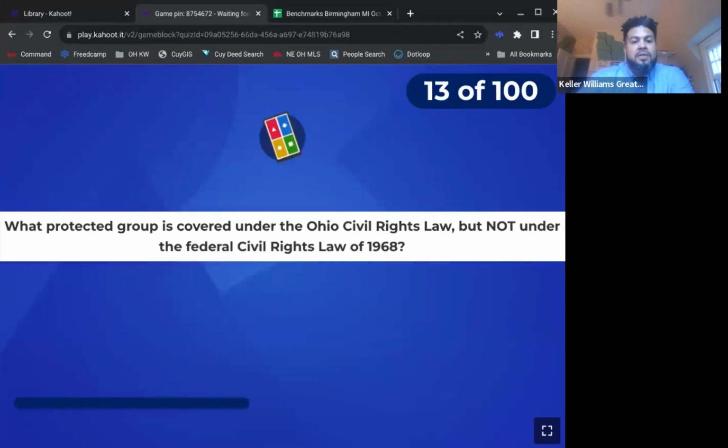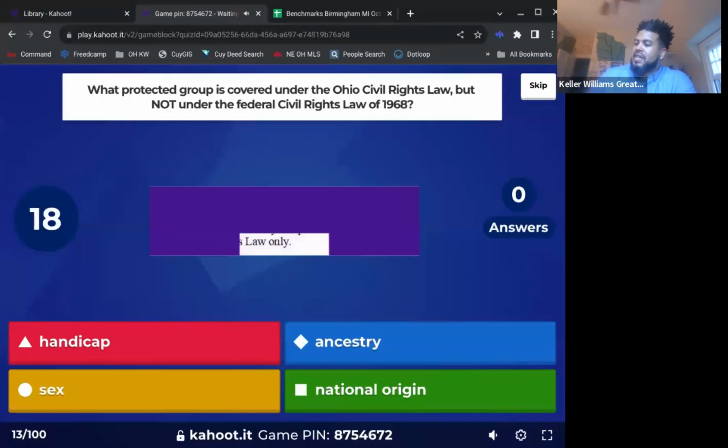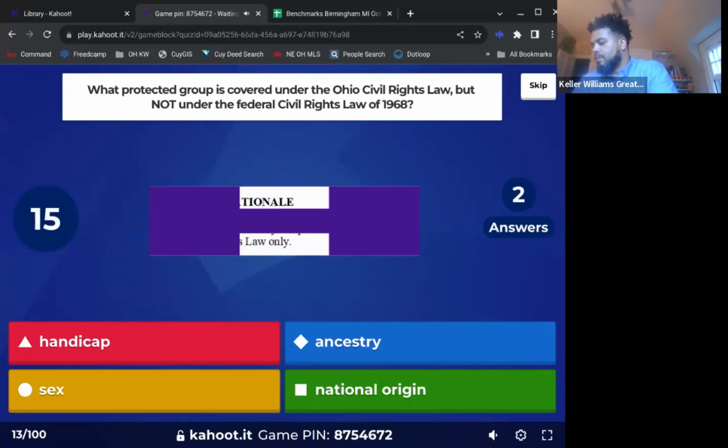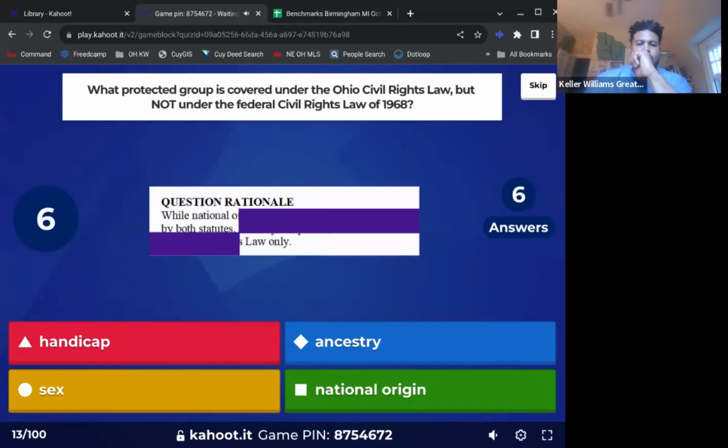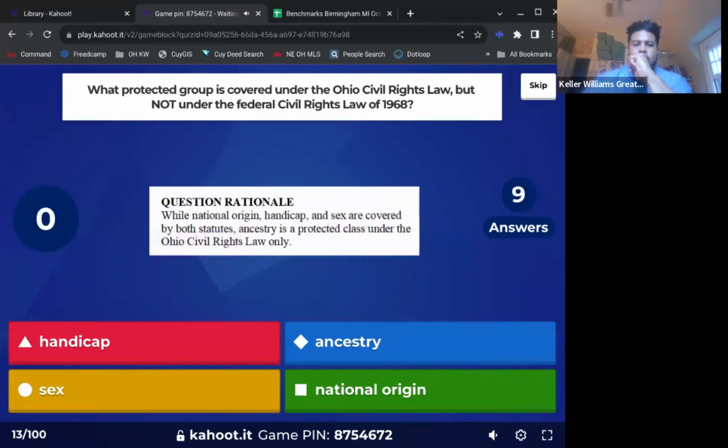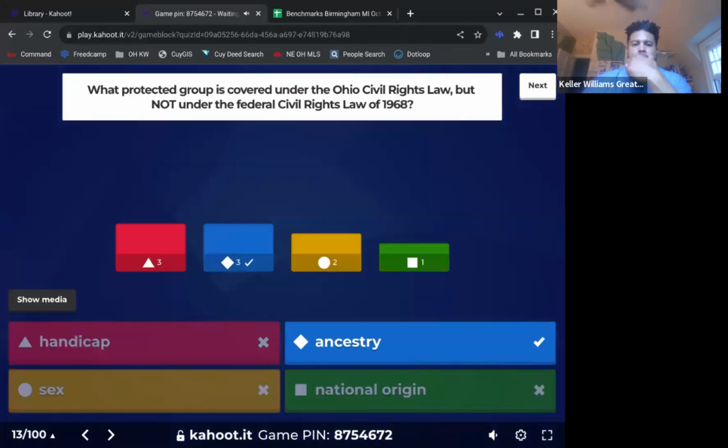What protected group is covered under the Ohio Civil Rights Law, but not under the federal Civil Rights Law of 1968? Yes, ancestry. So handicap is covered. So is national origin and sex. So it's only ancestry that would not be covered under the federal civil rights law.